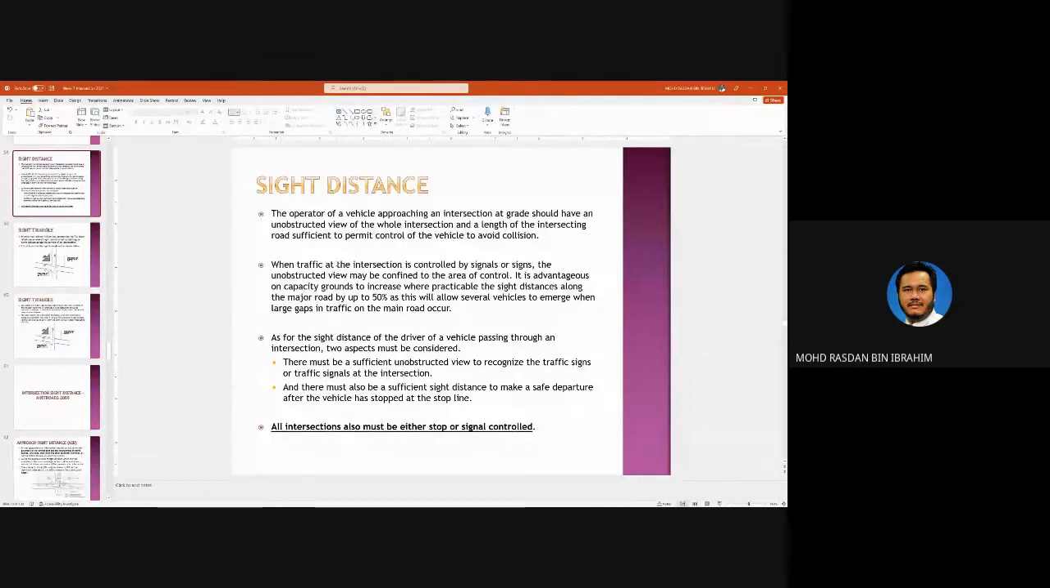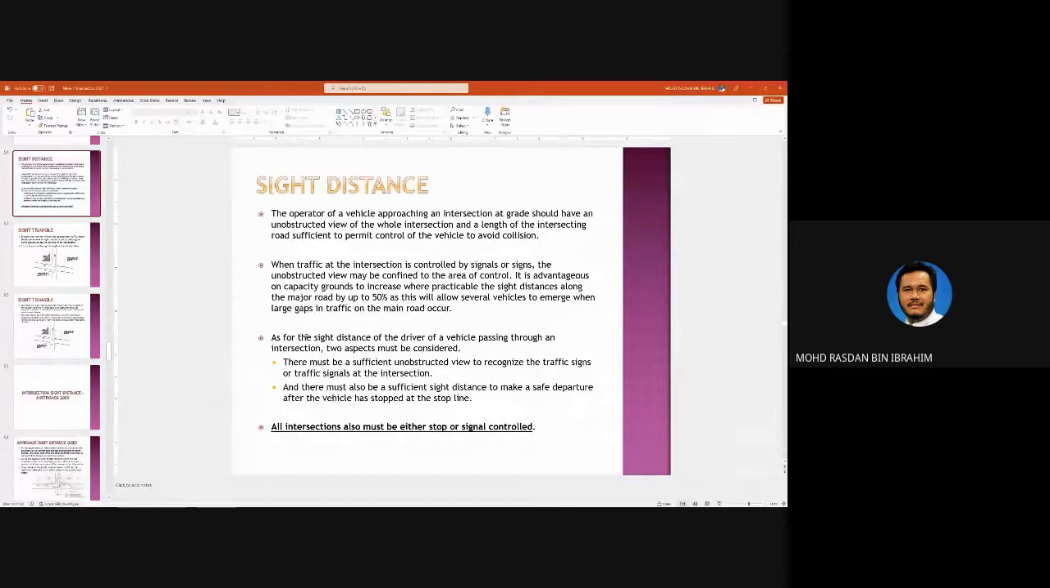When traffic at the intersection is controlled by signs or signals, the unobstructed view may be confined to the area of control. It is advantageous on capacity grounds to increase where practicable sight distance along the major road by 50%. Meaning that we try to get the sight distance as much as possible, so that you will be able to see the gaps between the vehicles on the minor or major road. If you are on the minor road, you'll be able to see the gaps between the vehicles on the major road.